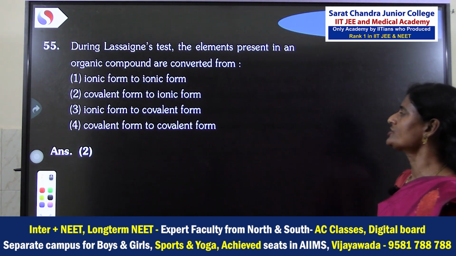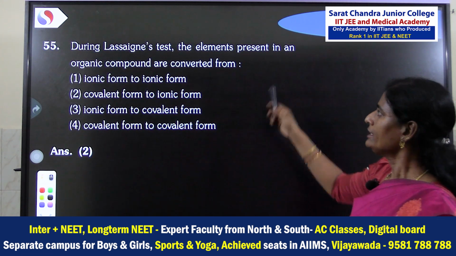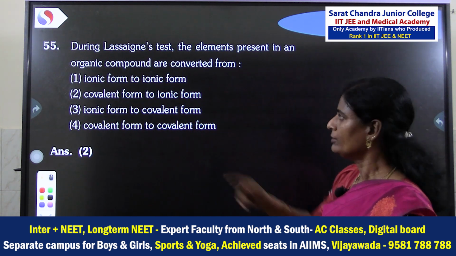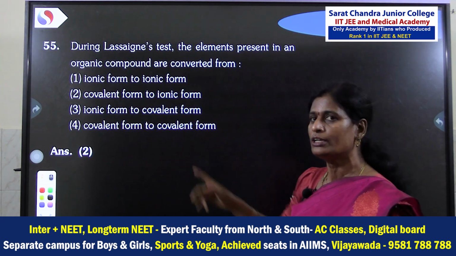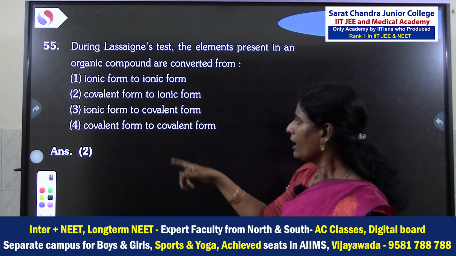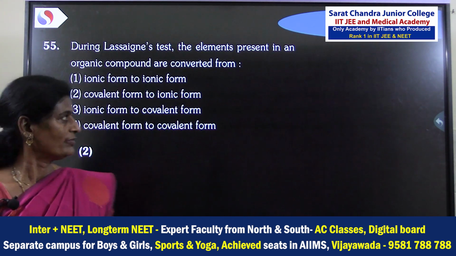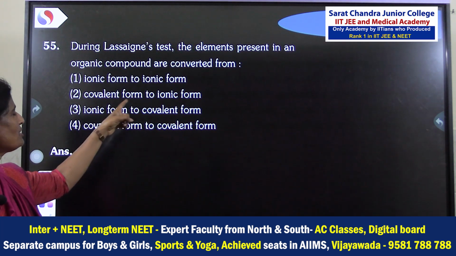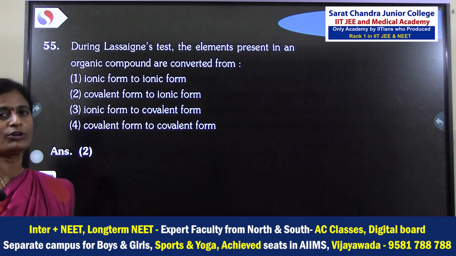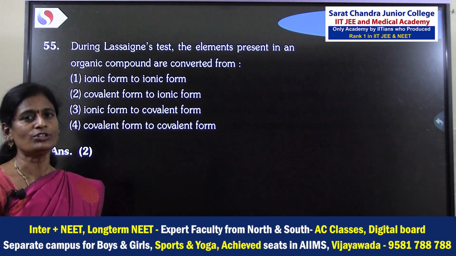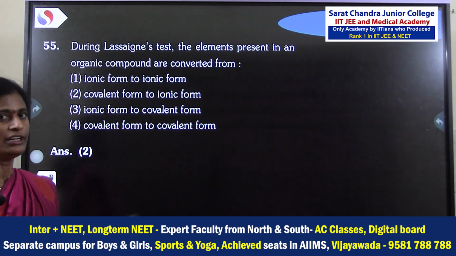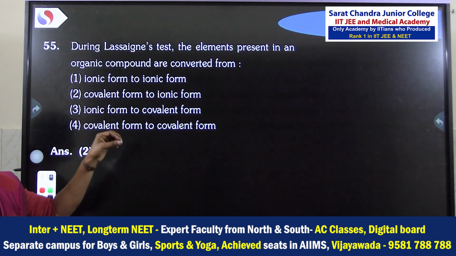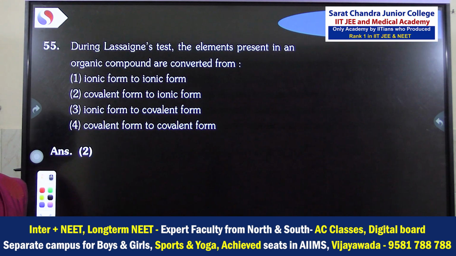Next, during Lassaigne's test, the elements present in an organic compound are converted from covalent form to ionic form. So, in Lassaigne's test, we convert the elements present in organic compounds into ionic form. Originally they are present in a covalent state, and we convert them from covalent bond to ionic bond by fusing with sodium metal.